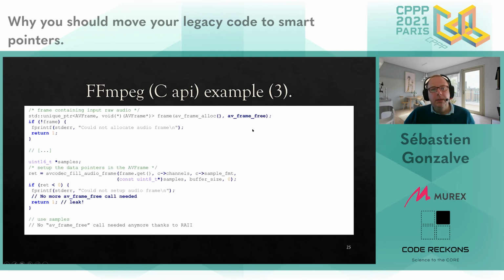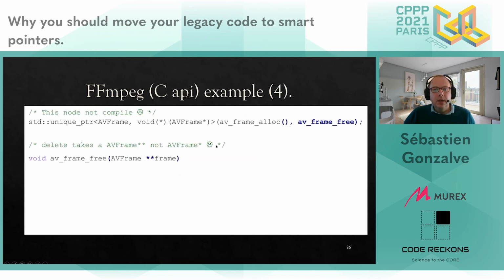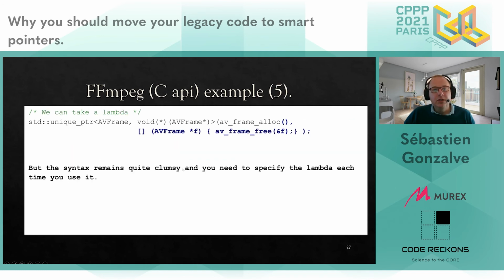So this is maybe quite ugly to write. So you may be able to write something like this, but the problem is with FFmpeg it's not working because the deleter is actually taking a star here. So what you can do is pass a lambda, but it remains quite clumsy. So people don't really like this in general.